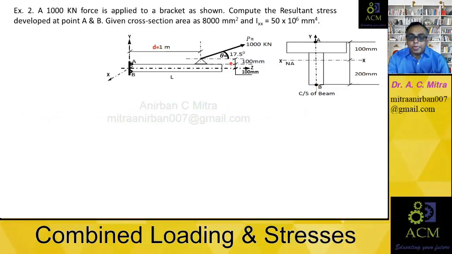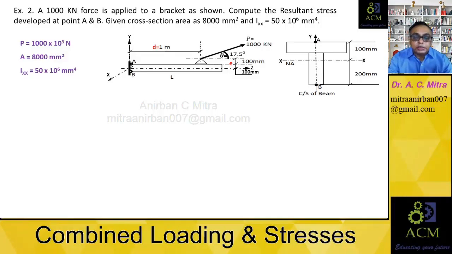Okay, so now as in the last problem, you have to find out the combined effect of all this loading at A and B points. The data given here: P is 1000 into 10 raised to 3 Newton, the cross-section area is given as 8000 mm square, and the moment of inertia about the x-axis is 15 into 10 raised to 6 mm raised to 4.